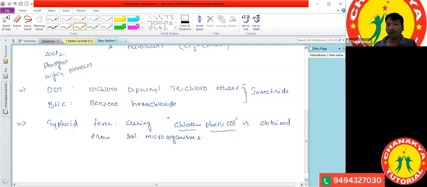At the same time, one more is chloroquine. Chloroquine is called an anti-malarial drug. Chloroquine is used as an anti-malarial drug.